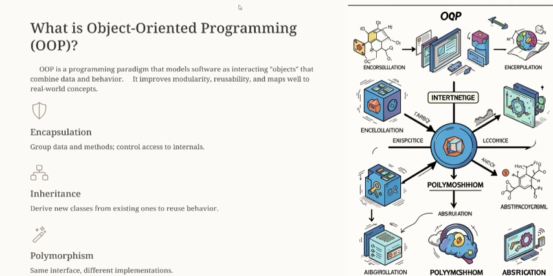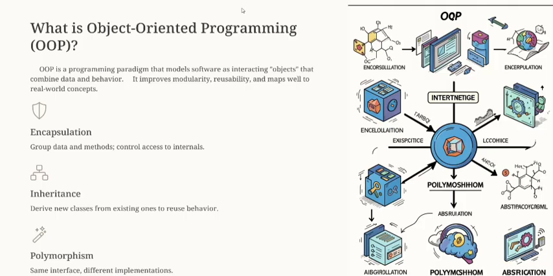For example, consider a real world object, a car. A car has data: color, model, speed, fuel level. A car also has behavior: start, stop, accelerate, brake. In OOP, we try to represent real world entities like cars, students, employees, and bank accounts as objects. So that is the real world understanding of OOP.